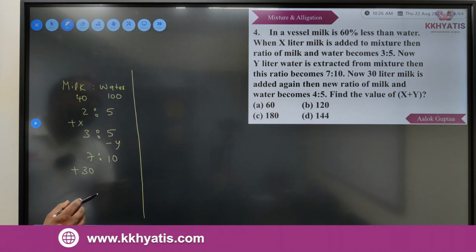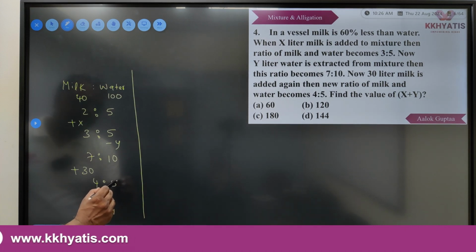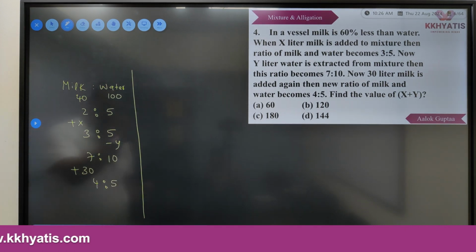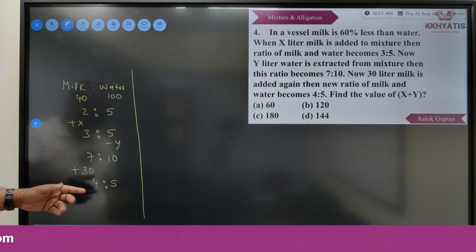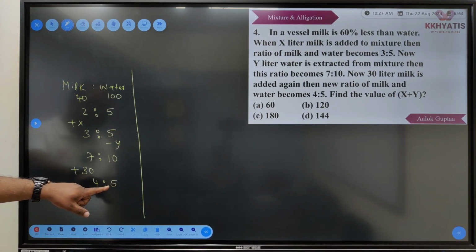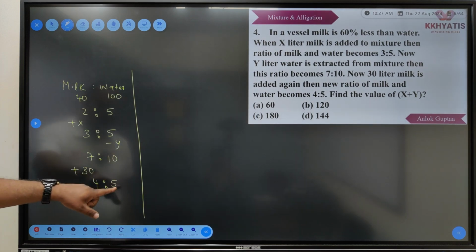Now the ratio becomes 4:5. I have to find the value of X plus Y. Okay. So if you look at the entire scenario, here water is 5, here water is 10, but the water should be same. So we have to make water same.